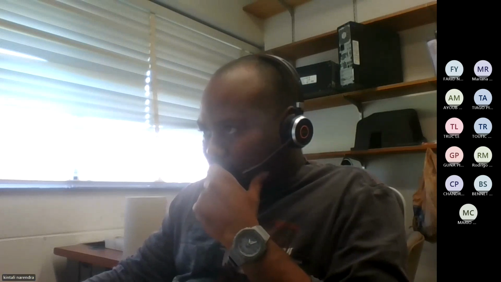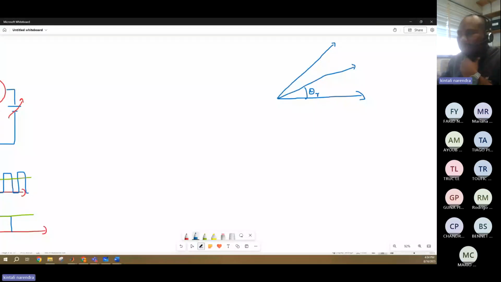Narendra, are you sharing the screen? Oh, sorry. I'm drawing, but I'm not sharing. Okay. Can you see it now? Yes, I can. So here, for example, let's take this fixed stator frame or fixed axis, and the rotor is at an angle of theta r from the fixed axis. Now imagine the rotor moved by an angle of zeta.